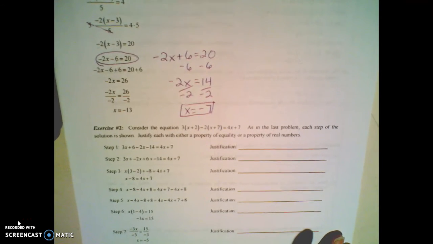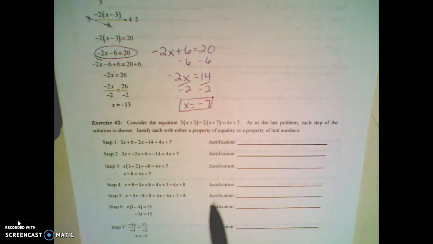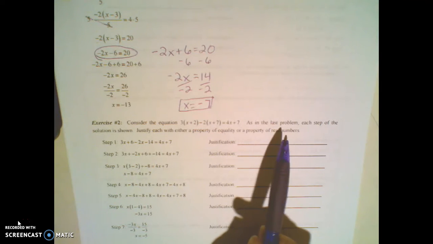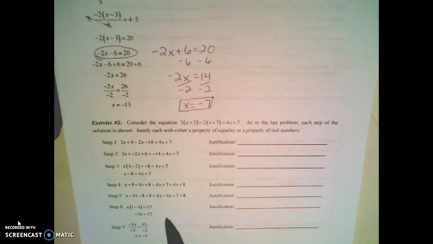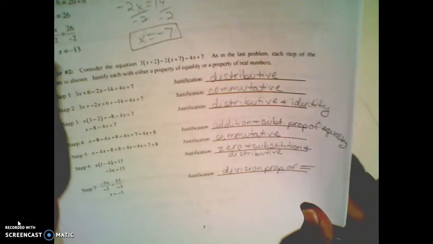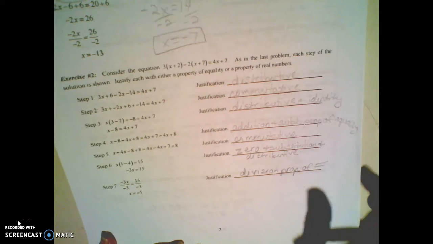Okay, now we are justifying based on properties of either equality or real numbers. And this is review of what we've already done. So go ahead and pause this and try it yourself. If you need to look back at the list of properties, go ahead and do so, and then come on back when you're finished. Okay, so here are the answers for this one.